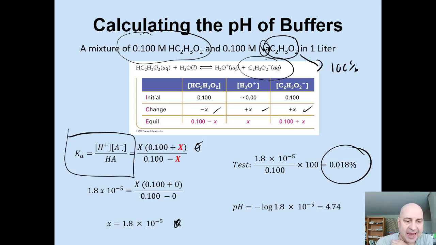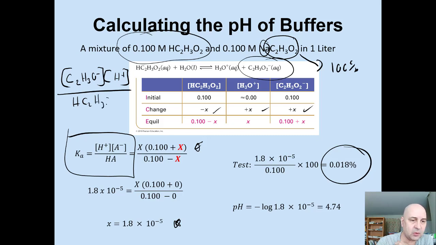Just to make sure here, the A minus here is the acetate. So it's product over reactants. So this would be the concentration of C2H3O2 minus times H plus divided by the acid, which is HC2H3O2. It's just much easier to have a general equilibrium constant where all of the weak acids are going to look like this, where this A minus is the conjugate base of the weak acid and HA is the weak acid. Okay?